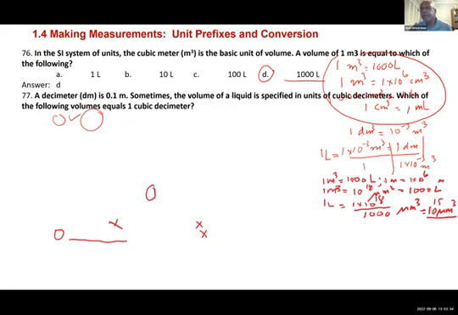1 decimeter is, how do you get cubic decimeter? Decimeter times 3. Therefore, cubic decimeter is equal to 10 to the negative 3 cubic meters, right here.